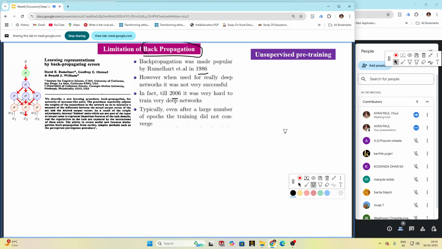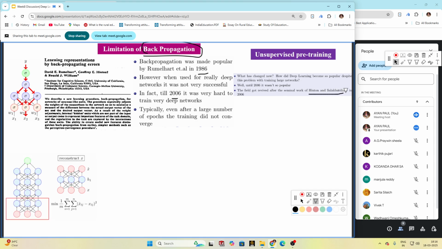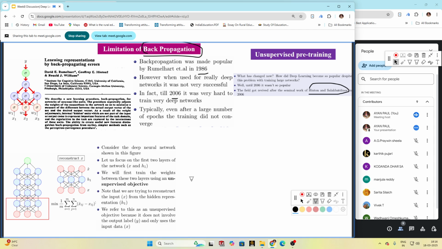So the first thing is unsupervised pre-training. What is unsupervised pre-training? It was published by Hinton and Salakhutdinov in the year 2006. What pre-training does is, we have a neural network like this. This is our network. What we do here is like we have done in the case of autoencoders. We will follow the same strategy.